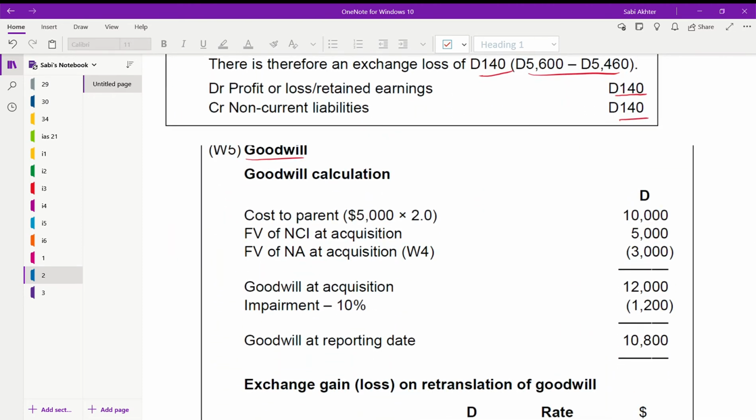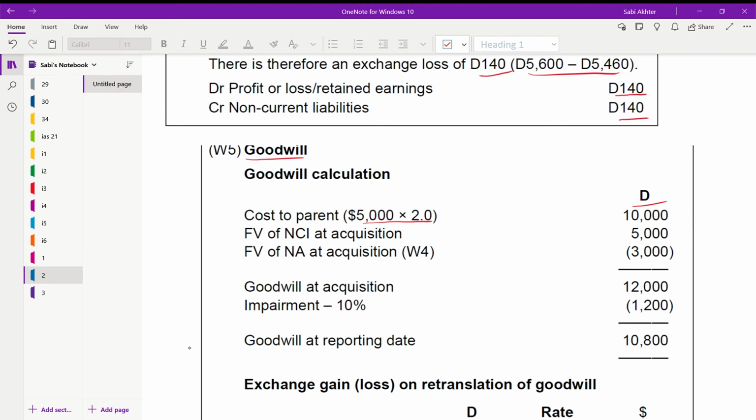So goodwill, how do you find out? Remember, goodwill is in D, you have to find it out. That's why you are multiplying 5,000 into 2, even though the cost is given in terms of dollar. And again at the end you have to convert it to dollar only. Still, you first have to find it in D. So we multiply it back by 2, the opening rate.